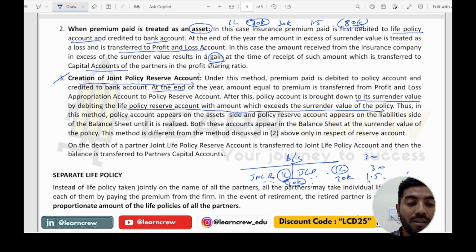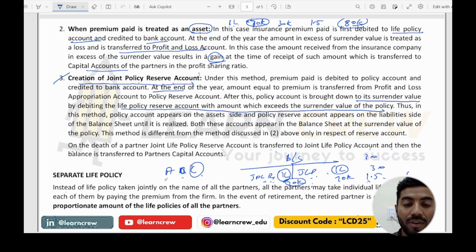Then coming to the separate life policy. Instead of a life policy taken jointly in the name of all partners, instead of taking it on A, B, C together, individual policies will be taken for A, B, and C, each of them by paying the premium. In case of retirement, what will happen? The surrender value, whatever is there. Say for example, C is retired.